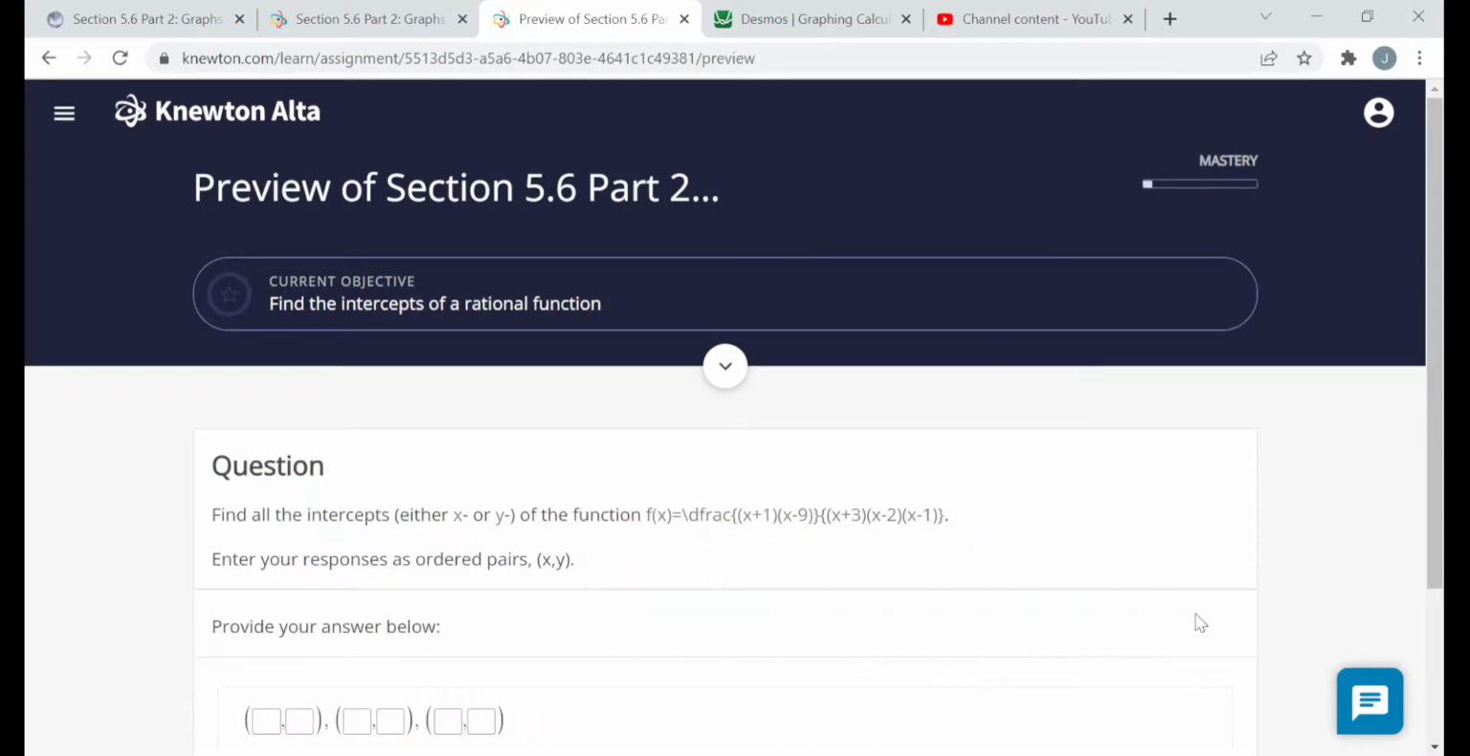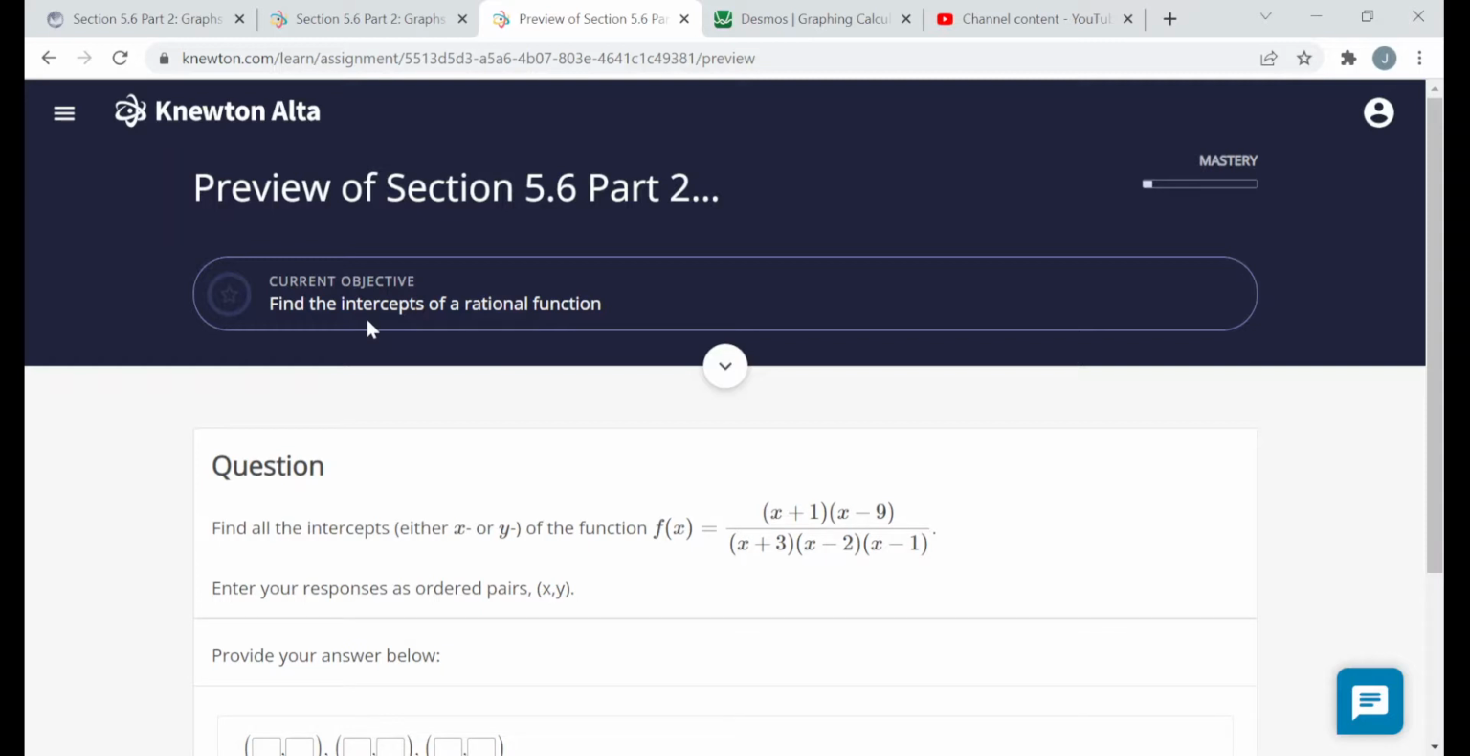Okay, the next question, find the intercepts of a rational function. Well, you should know how to find intercepts by now.